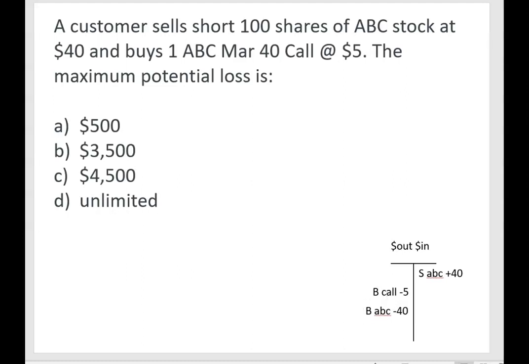Now, by buying the call option, he's just bought disaster insurance, and he knows his worst case scenario. $40 came in, and a total of $45 went out. That's minus $5 a share times 100 shares, and so the maximum potential loss is $500. All right, so Karina, I hope this helps answer your question.